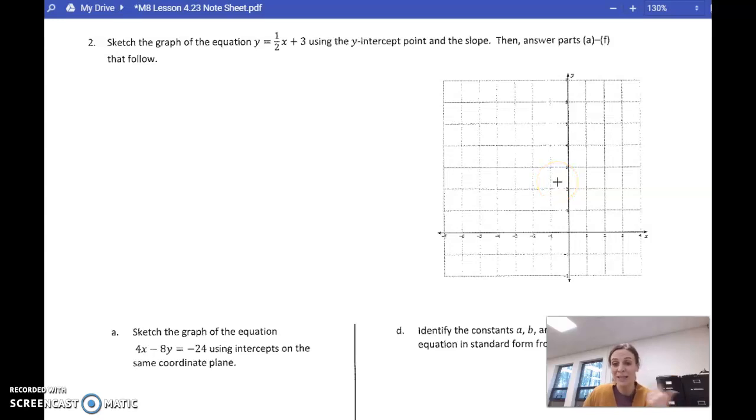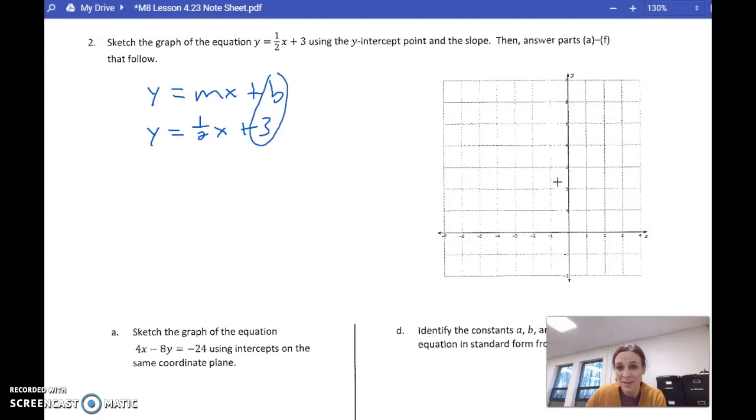Now, example 2 is pretty similar to the one we did in the last video about the defining equation of a line, so I'm going to go through it pretty quickly. This one says sketch a graph of y equals 1/2 x plus 3 using the y-intercept point and the slope. So again, y equals mx plus b. So y equals 1/2 x plus 3.